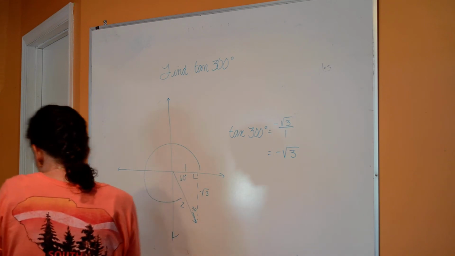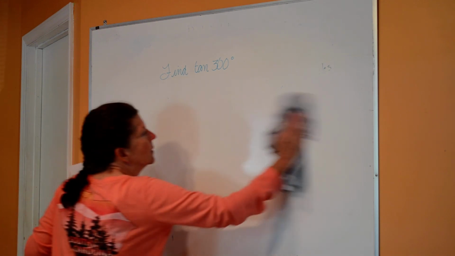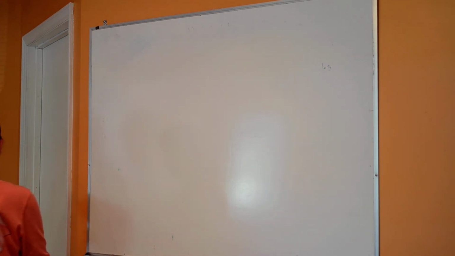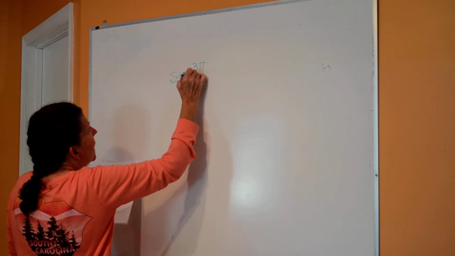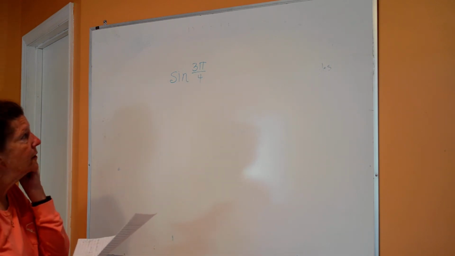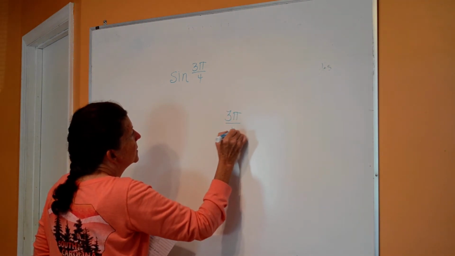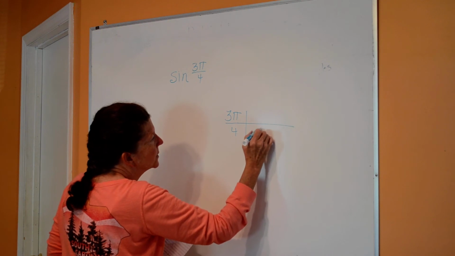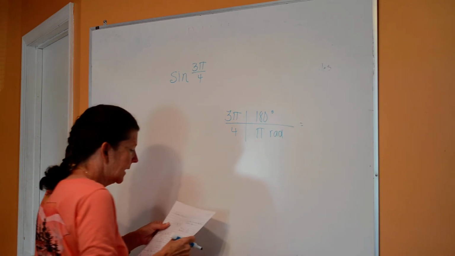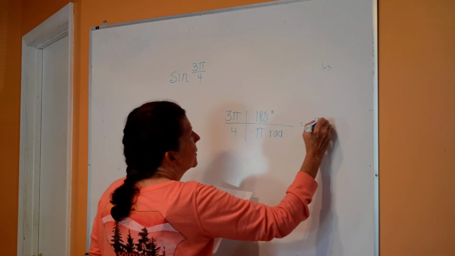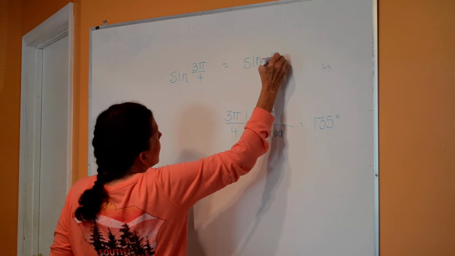All right, let's do one where you actually do it in radians. So let's say I want to know the sine of 3 pi over 4. Probably the first thing I would do is go ahead and convert the radians to degrees. So you should remember how to do that. Okay, I want to get rid of the radians. So pi radians is equal to 180 degrees. And that's going to give me a value of 135 degrees. Okay, so basically I'm asking for the sine of 135.